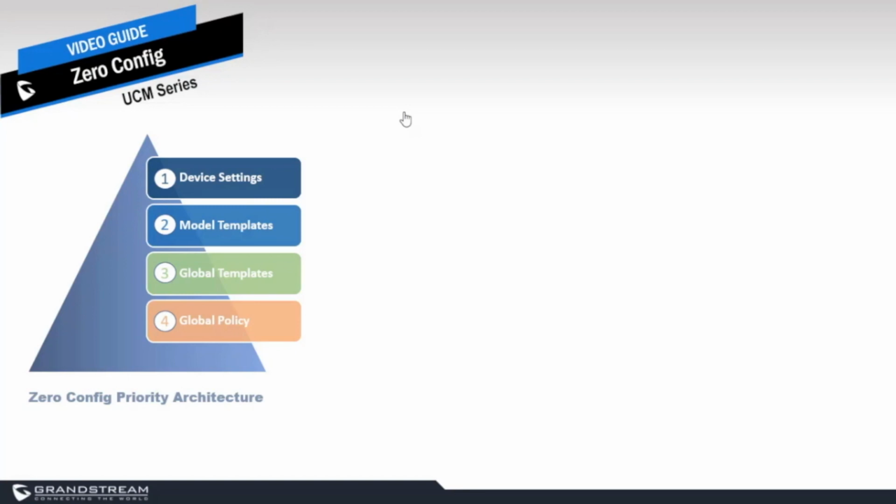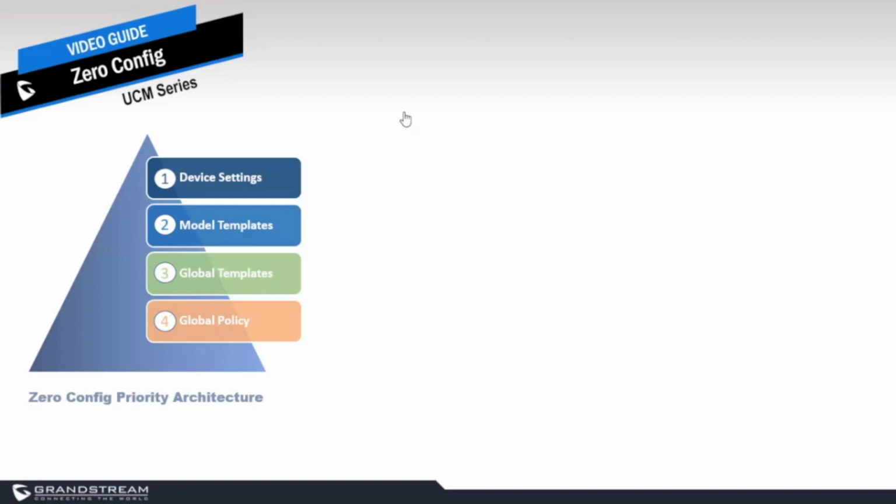Next, the model templates come second in terms of high priority. They can be used to apply specific configurations to all devices of the same model or apply them to a group of devices of the same model. And last, at the top of the priority pyramid, there is the device settings. Basically, any changes that are made through the device configuration on ZeroConfig will take priority over all the other templates.